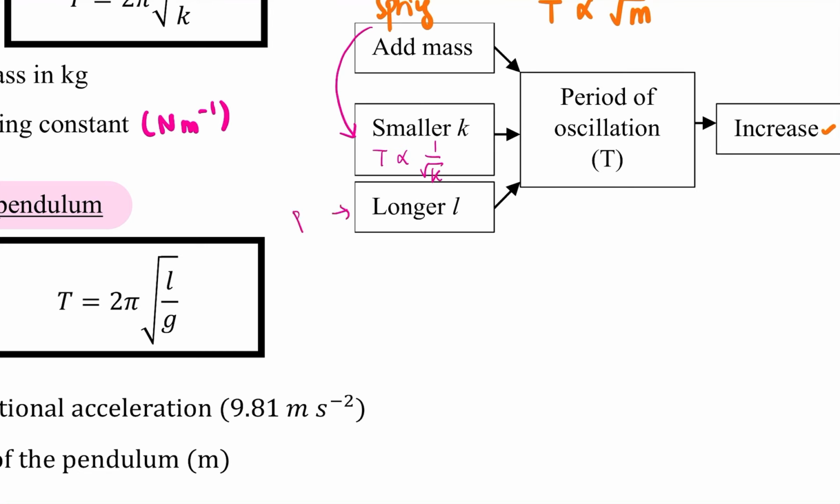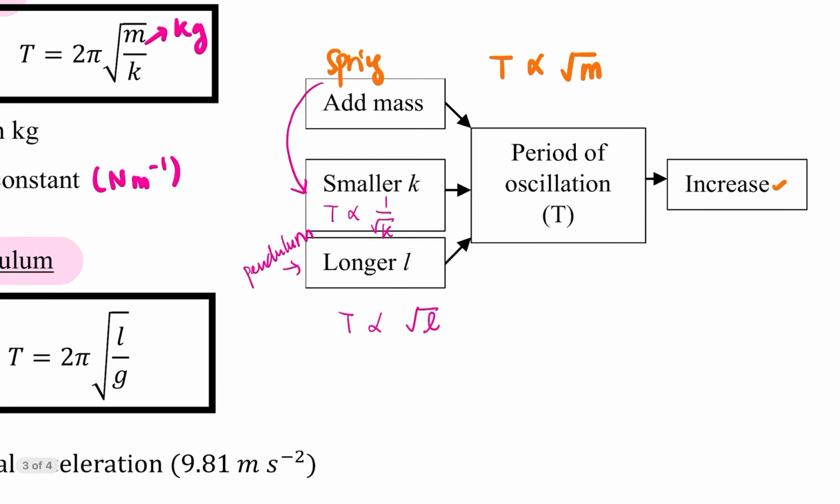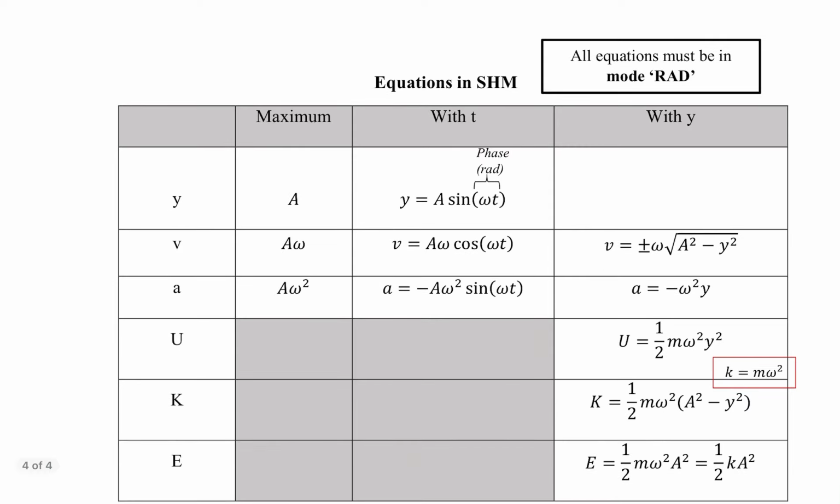This is for the pendulum. T is directly proportional to square root of L. So as length increases, the period will also increase. That is the effect. Normally they will ask one of them. For these two, the top one is for the spring and the bottom one is for the pendulum. For the pendulum, if you put a bigger bob with higher mass, there is no effect, because the period of oscillation depends only on the length of the string. So here is the conclusion.